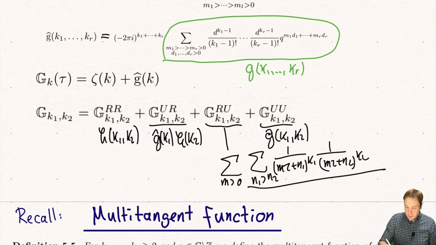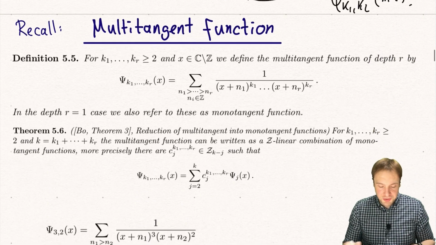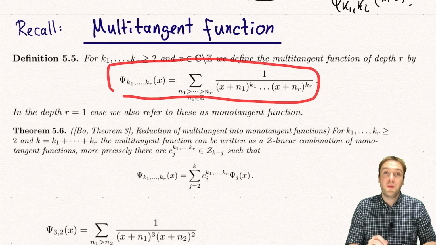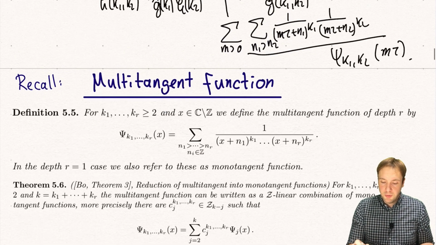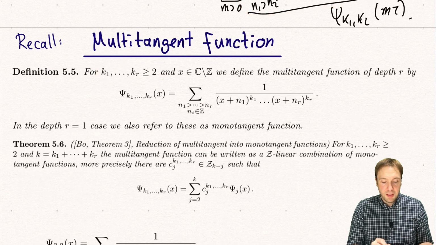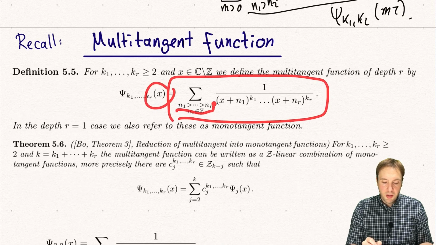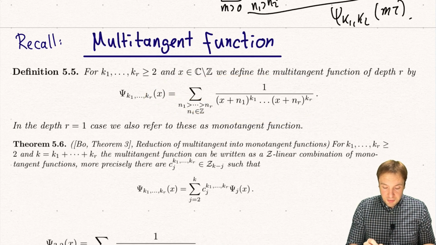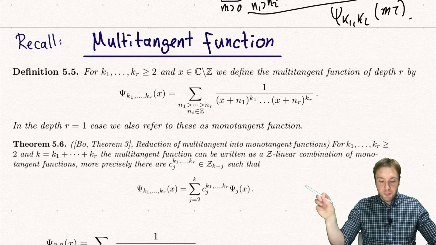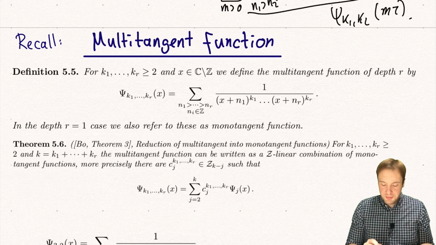And this sum here we called psi k1 k2 of m tau, which was an example of a so-called multi-tangent function. So in general, these multi-tangent functions were given by a sum of exactly this shape here. So for fixed k1 up to kr, psi k1 up to kr of x is given by this sum here, where we sum over ordered integers. So they're real, so they are all possible. They could also be negative, so they don't need to be greater or equal to 1.